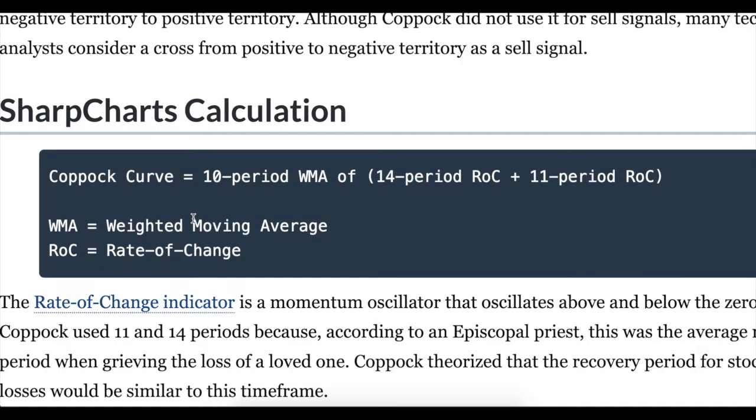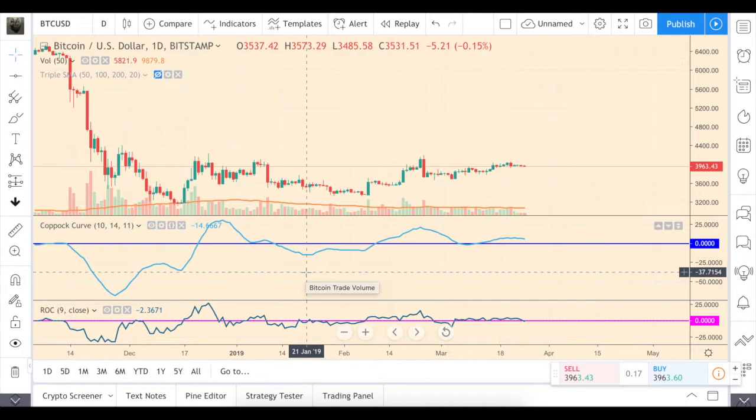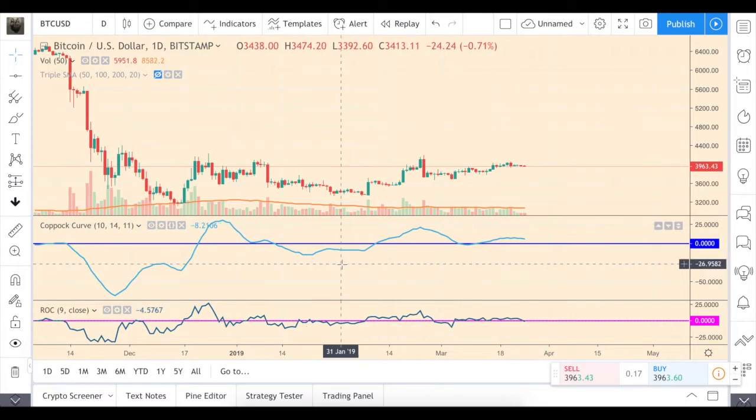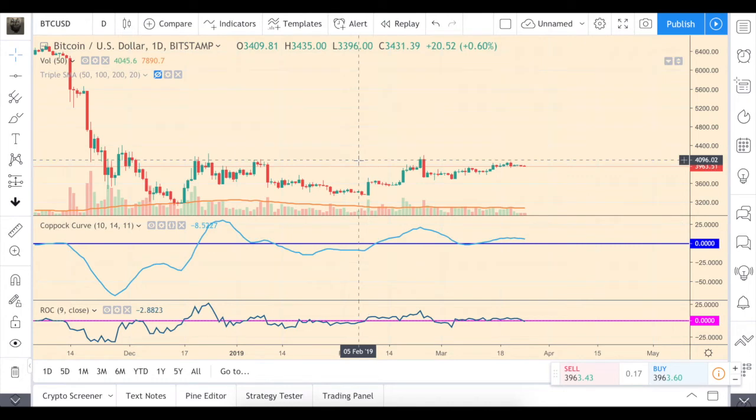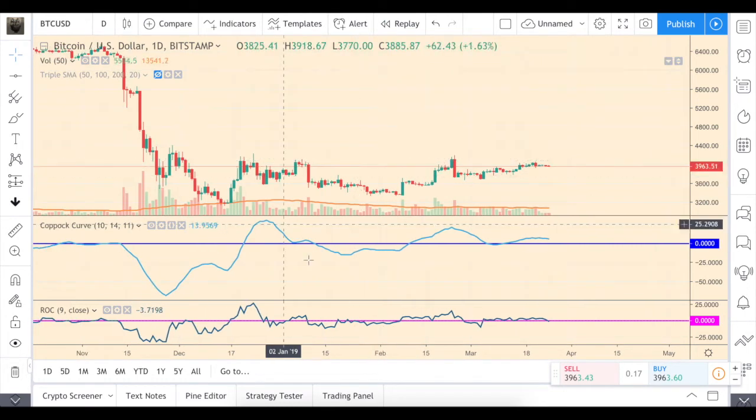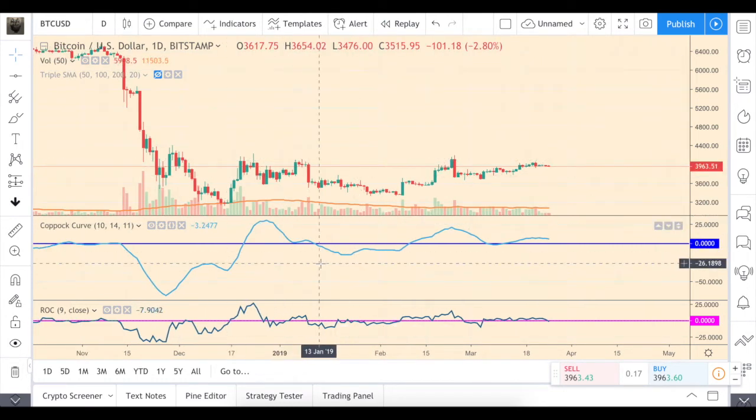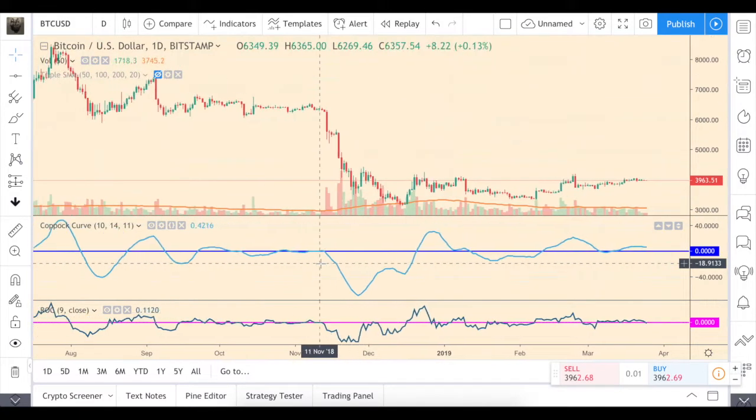That's why it is called ROC, rate of change. For the Coppock curve, it's very similar. It uses a 14 period ROC and an 11 period ROC, weighted by a weighted moving average with 10 periods. Those are the default numbers for the Coppock curve. But the Coppock curve was initially used for ETFs, which are much slower than Bitcoin. Bitcoin is very fast.